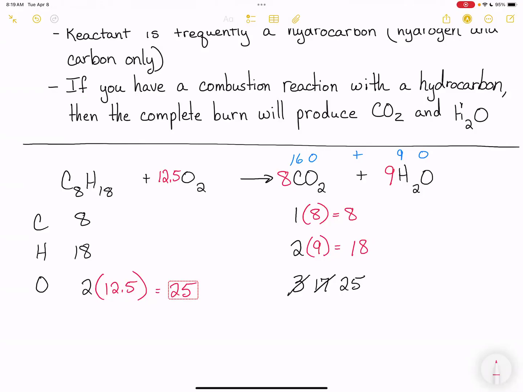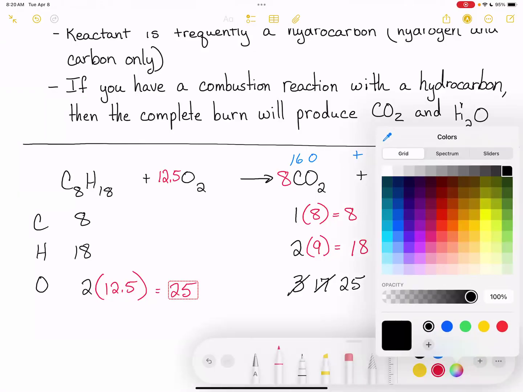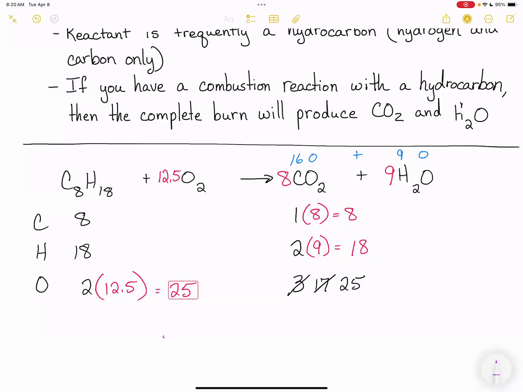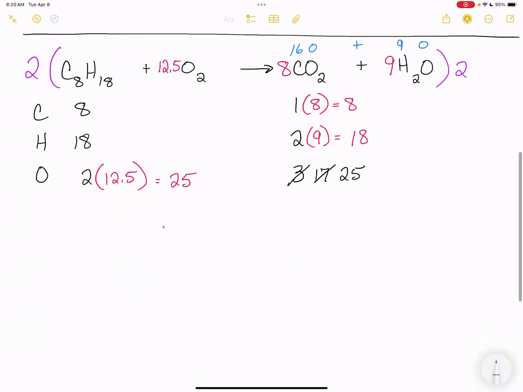So what we do when we come across this is we go, okay, what do I need to multiply the entire reaction by to get everybody to a whole number? What do I need to multiply 12.5 by to get to a whole number? Two would work. So we're going to multiply the entire reaction by 2.